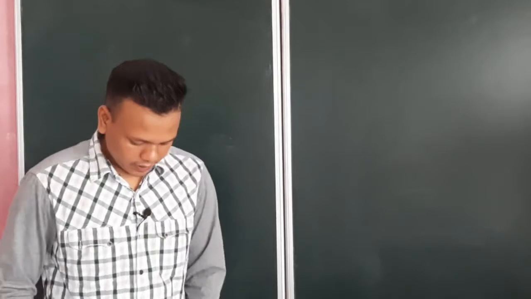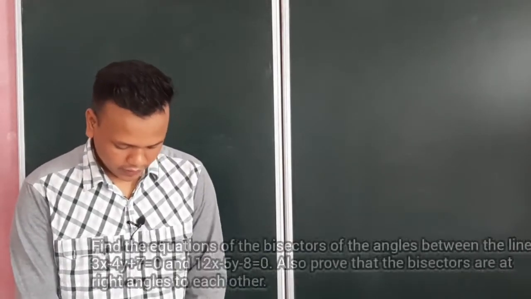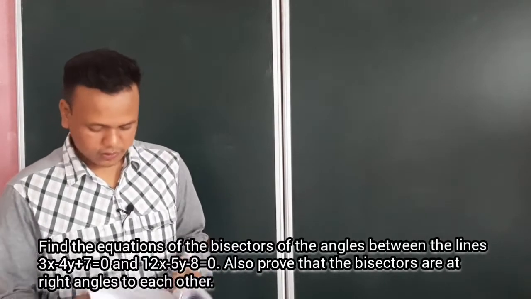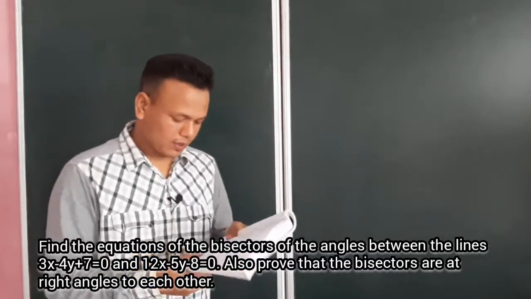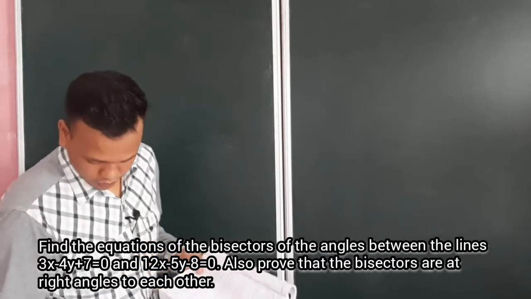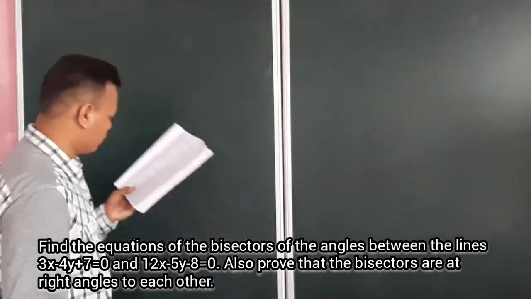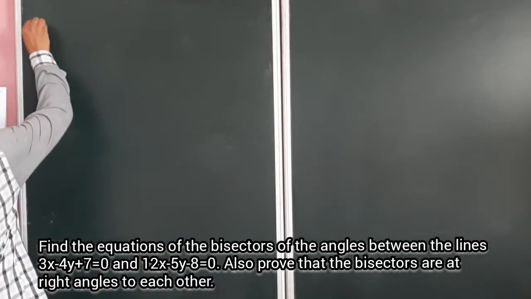All right, so let me take the first question. The question says, find the equations of the bisectors of the angles between the lines. So there are two lines given to you, right? Let me write down what the lines given to you are.